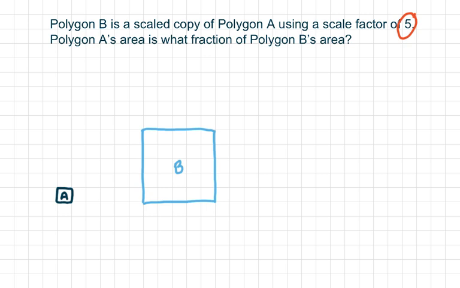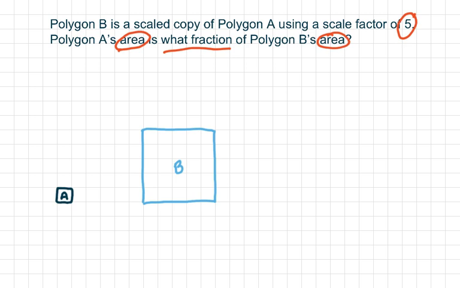So there is something important in here. First of all, we need to keep in mind that we build polygon B using a scale factor of 5. And then it's also important to note that the question is asking us about the area of A as a fraction of the area of B. So I think that comes into play when we try to solve these problems.